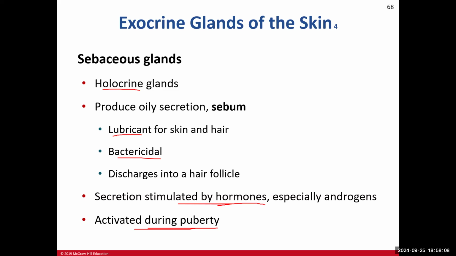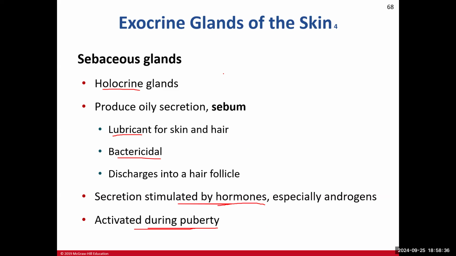Androgens are male sex hormones. So in females, you'll produce androgens, but your bodies will convert those androgens into the female sex hormones, like progesterone and estrogen. So you're producing androgens, but you're just going to take an extra step and convert those over. Point being is these hormones will affect the activity of these sebaceous glands.